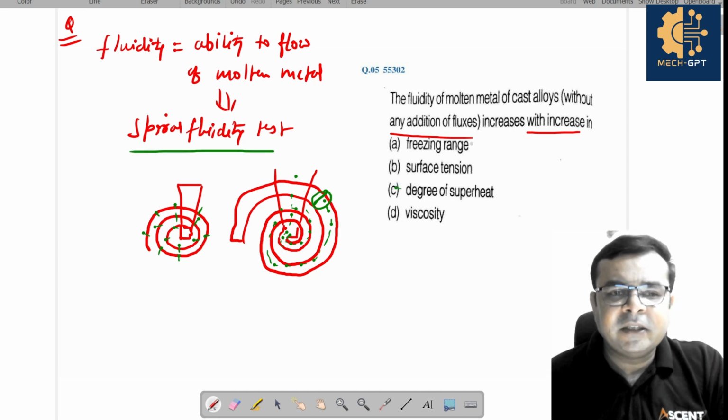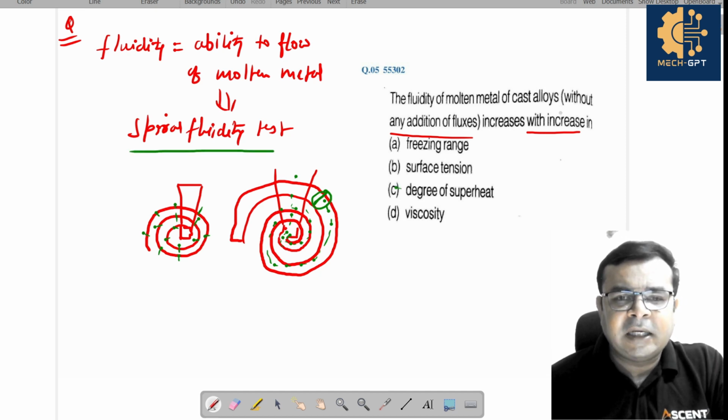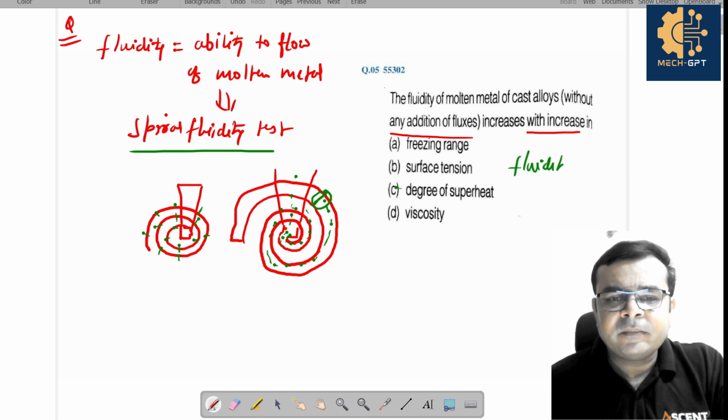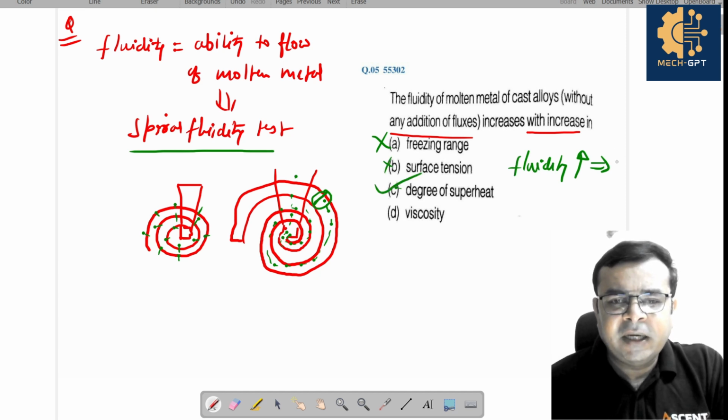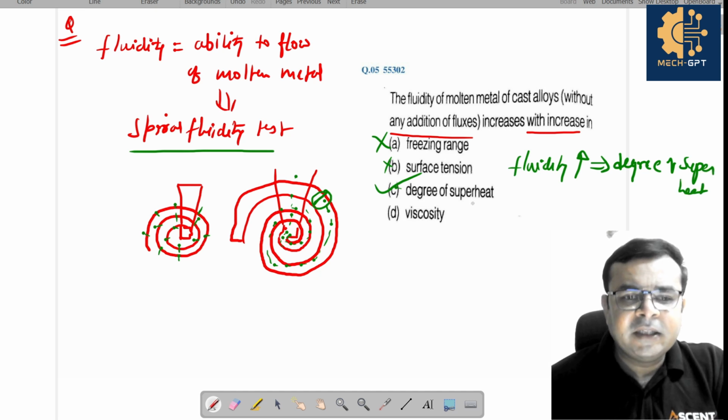Now if I see this question, the fluidity of the molten metal of cast alloy without addition of any fluxes increases with increasing... So how to increase fluidity? Fluidity can be increased by freezing range? No, this is the wrong answer. Surface tension, this is wrong. Degree of superheat, yes, this is the right answer. By increasing the degree of superheat.